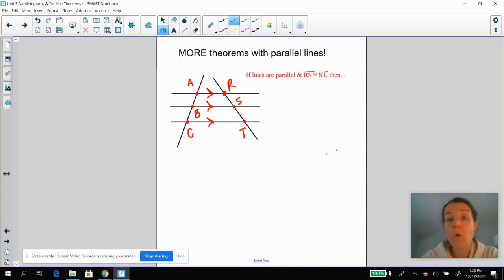So if I am told that RS is congruent to line segment ST, if these lines are parallel to each other, remember all those little parallel line theorems that we talked about before, it follows that AB and BC would be congruent. So this is an important theorem here. There's no real cute name here, but if lines are parallel and they cut a transversal into congruent parts, they're going to cut another transversal into congruent parts.